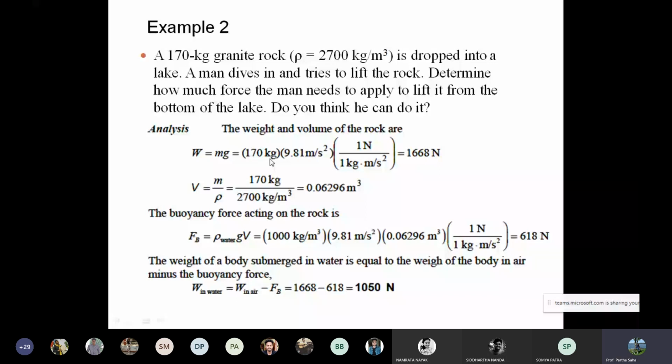So the weight is 1668 Newton. The volume will be mass by density. For the granite rock, density is given as 2700. So the volume is 0.06296 meter cube.